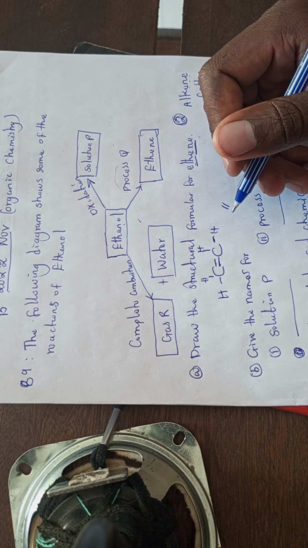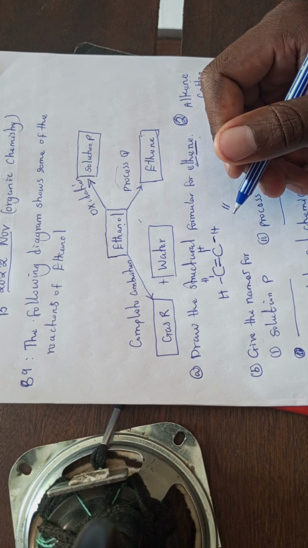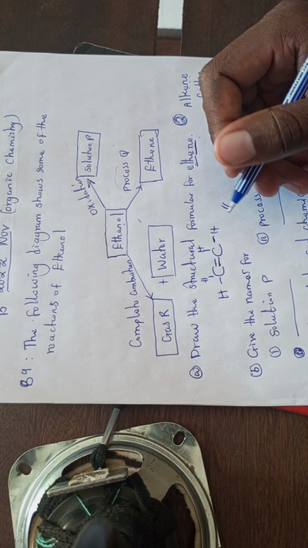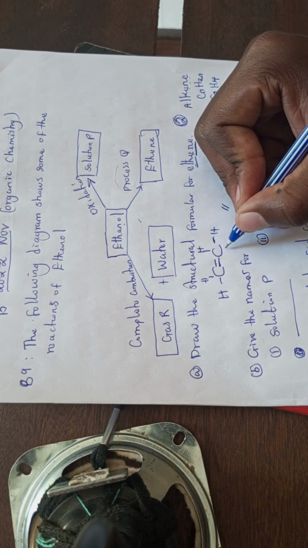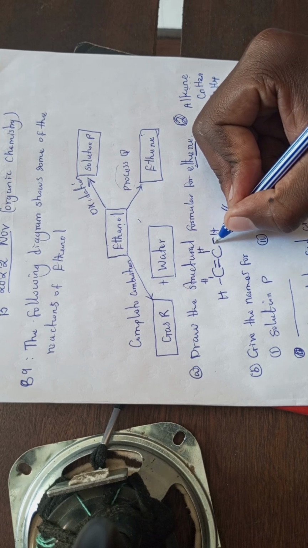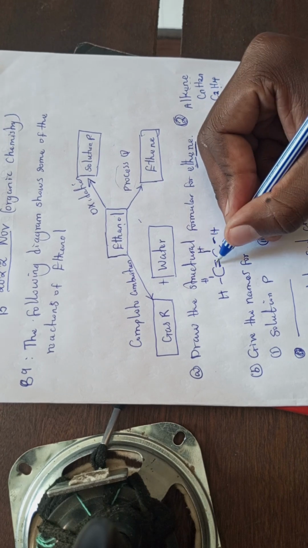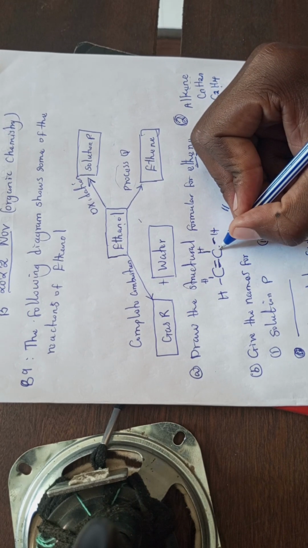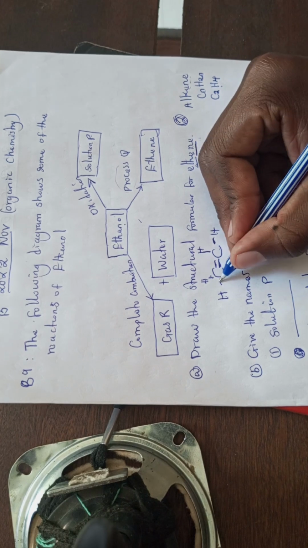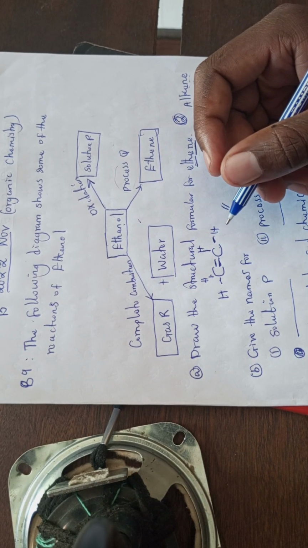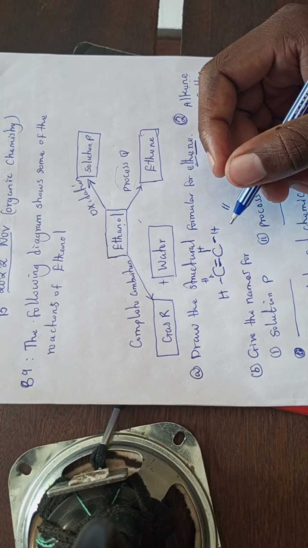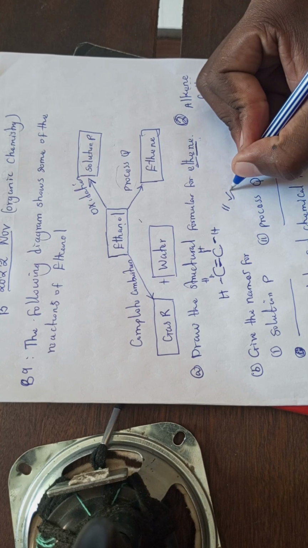Remember, carbon must have 4 bonds for it to be stable. Now let's count the number of bonds for each carbon. So here, how many bonds? 1, 2, 3, 4. It is stable. 1, 2, 3, 4. So carbon should have 4 bonds for it to be stable. We are done on this question.